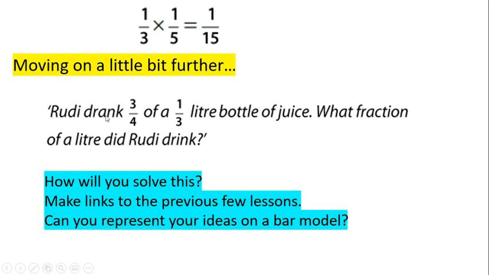It says Rudy drank 3/4 of a 1/3 litre bottle of juice. So just picture in your hand, you've got a bottle of juice which is 1/3 of a litre. And you start drinking, gulp, gulp, gulp, and you drink 3/4 of it. What fraction of a litre did Rudy drink? So think, what's the question? How are you going to solve this? Make links to the previous lessons. Maybe you can draw a bar model before I show you my bar model. Pause the video.